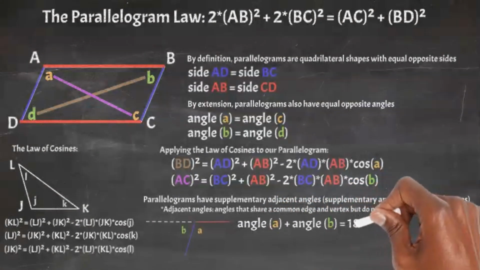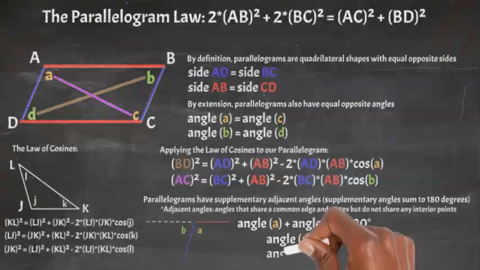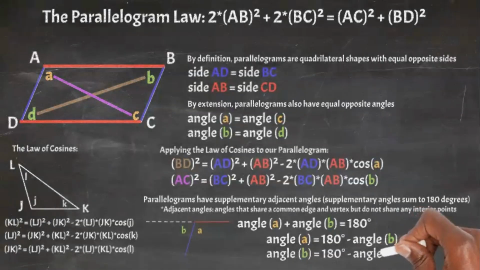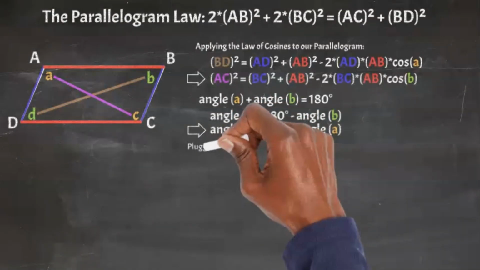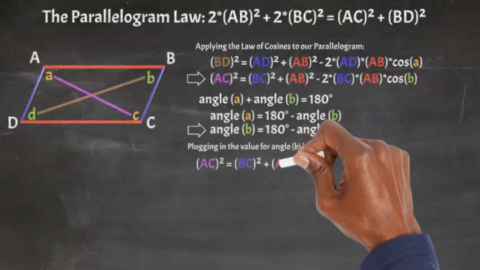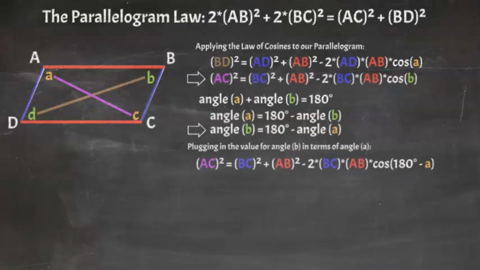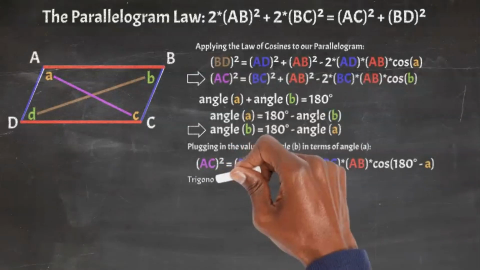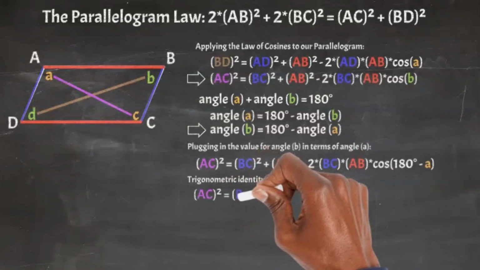Therefore, the sum of angle A and B is equal to 180 degrees, and angle A and B by extension are both equal to 180 degrees minus the other angle. Plugging in the value for angle B in terms of angle A back into the equation for the square of length AC, we get the following equation, and can now use the trigonometric identity cosine 180 minus any value is equal to the negative cosine of that same value to further simplify the equation.